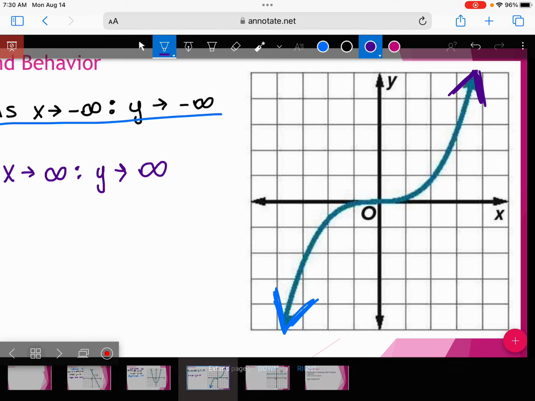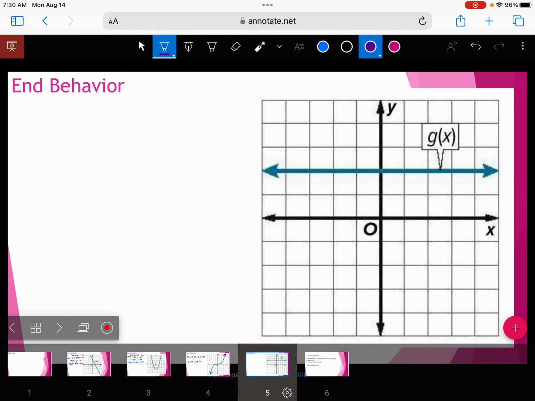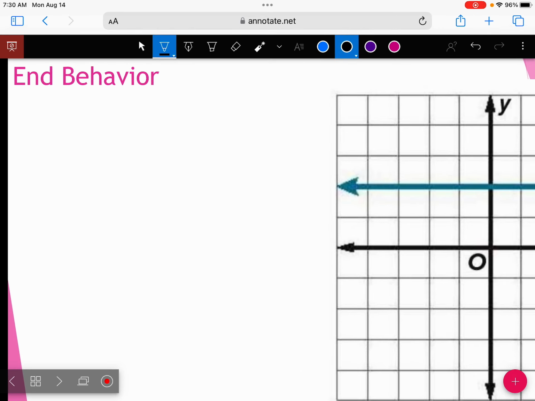Okay, I think we have one more. And this one's a little bit weird. Ready to move on to a harder one? So again, we're going to set it up the same way. I'm going to give those colors. As x approaches negative infinity, y is going to be where? Is it going up or down? No. What is it pointing to?